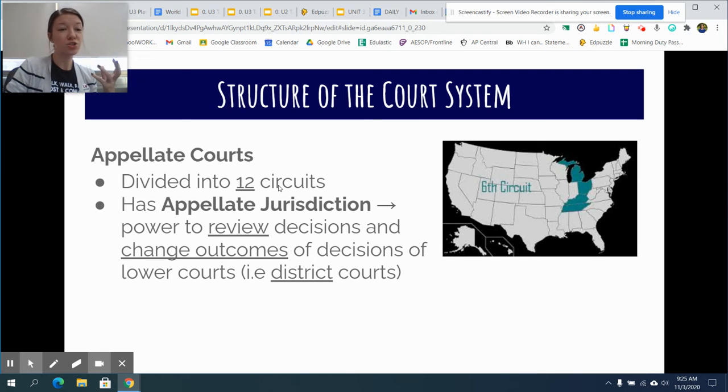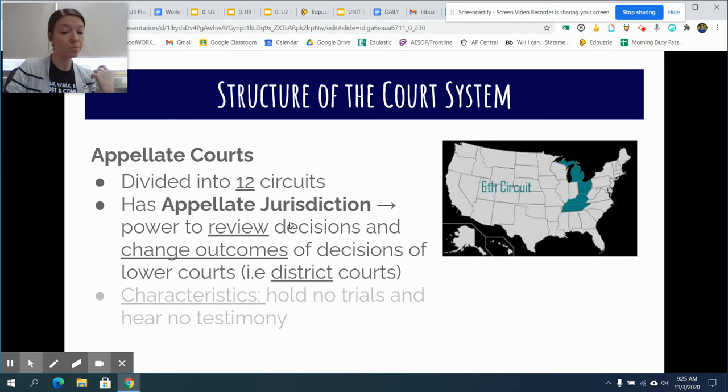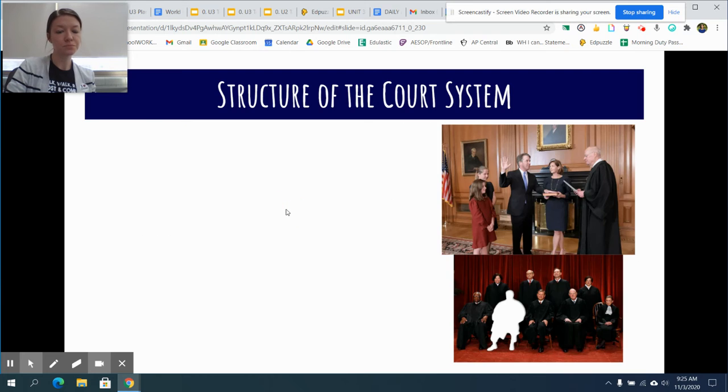They are really just there to review the decisions that were previously made by the district courts. They're not hearing the case at all for the first time. They're simply reviewing the decision and deciding if that decision should stand or that potentially they should change the outcome. They hold no trials. There is no testimony. Really, they're just reviewing evidence, reviewing information that is given to them by the district courts to make sure that the district courts ruled properly.